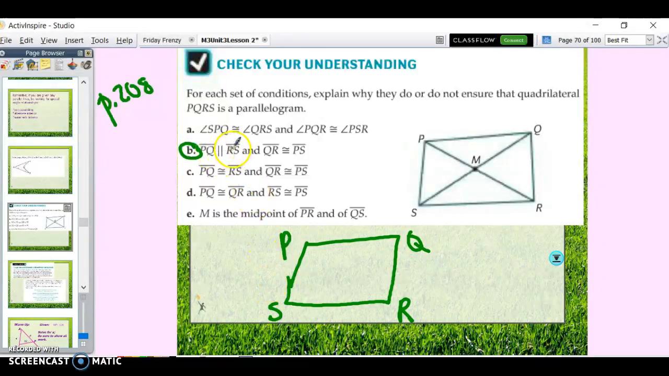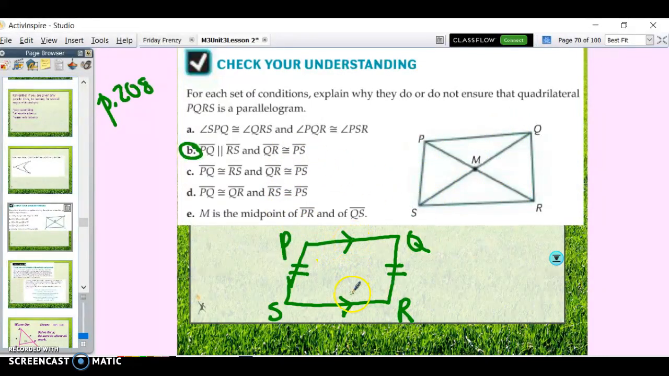We are told PQ is parallel to RS, so I'll put parallel markings, and QR is equal or congruent to PS. That being said, this is all I'm going to mark on there. This center part is for other parts of the problem, so I'm just going to leave the basics here.